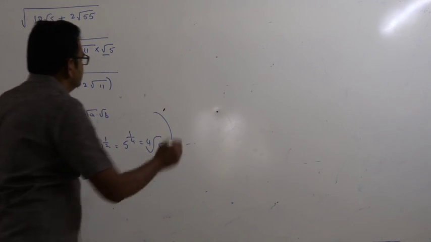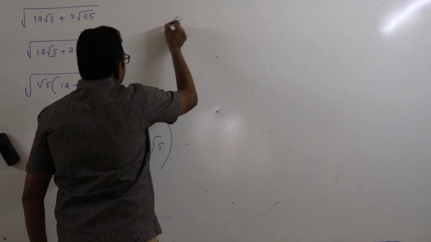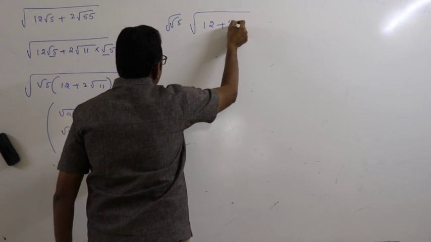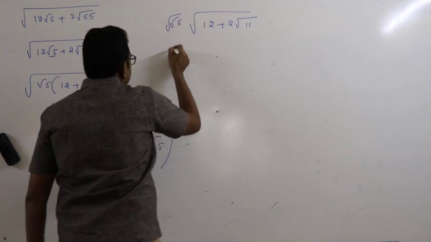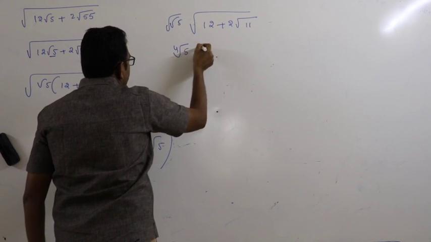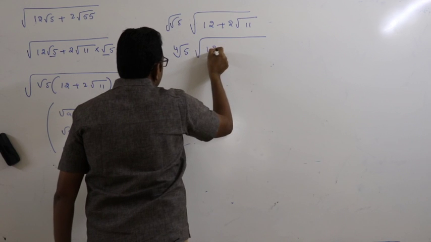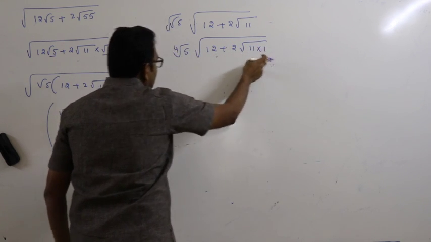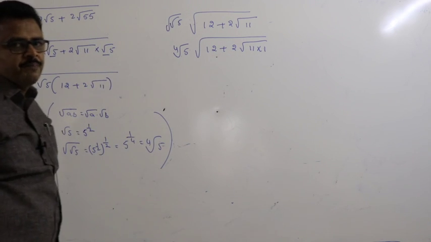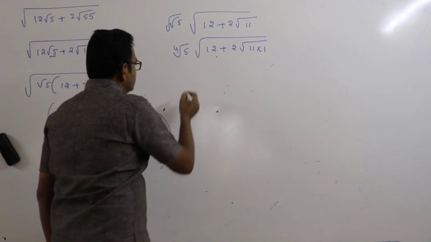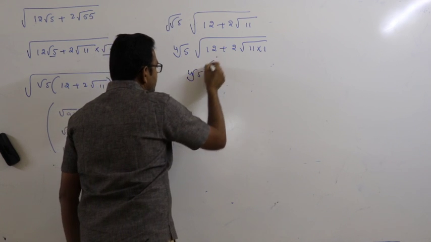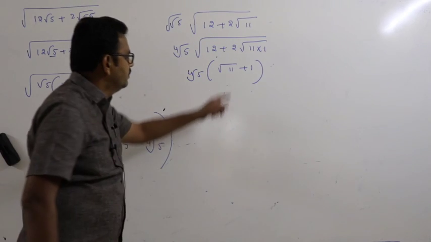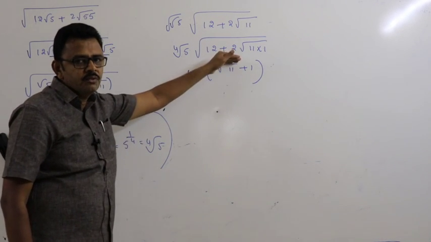So this you write as root of root 5 into root of 12 plus 2 root 11. So this is fourth root of 5 into square root of 12 plus 2 root 11. Factors: 11 into 1, and 11 plus 1 is 12. So this is fourth root of 5 into root 11 plus root 1. I think you know how to write this. Already we discussed 4 or 5 problems on this.